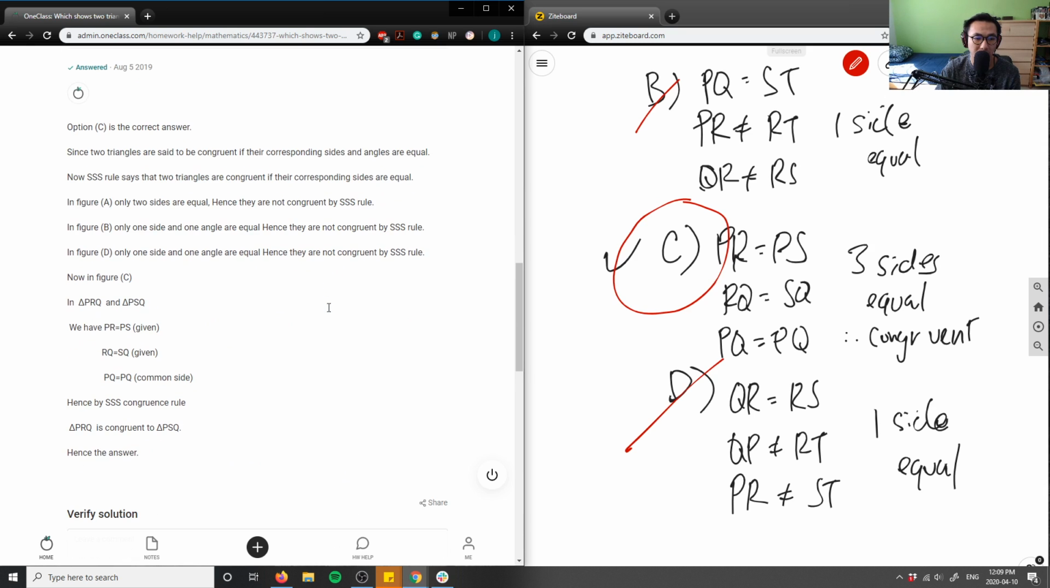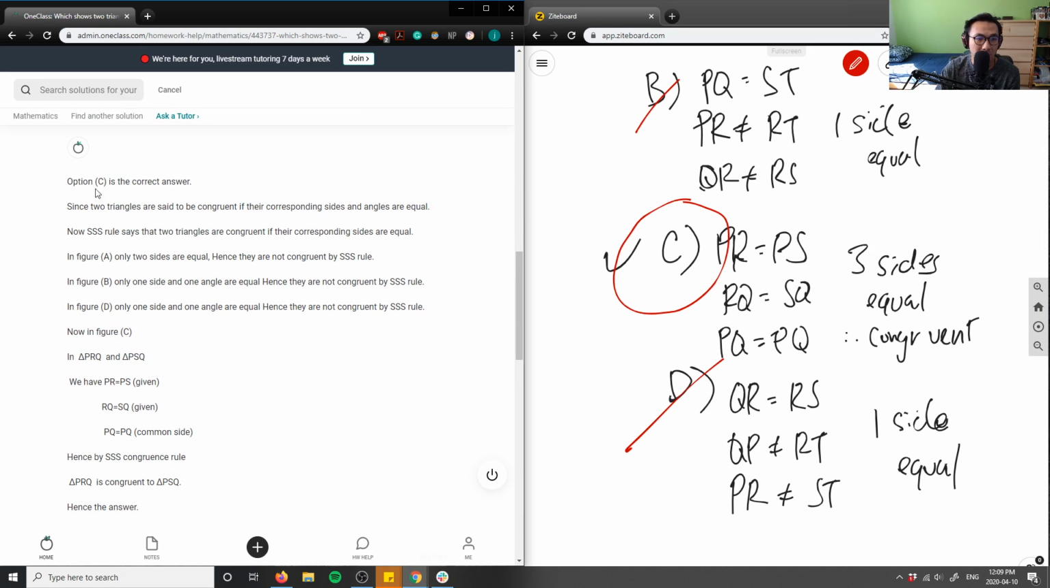So let's see if they got the same answer here. Option C is the correct answer. That's good. Since two triangles are said to be congruent, their corresponding sides and angles are equal, right? So SSS means that the two triangles are congruent if the corresponding sides are equal. All sides have to be equal.